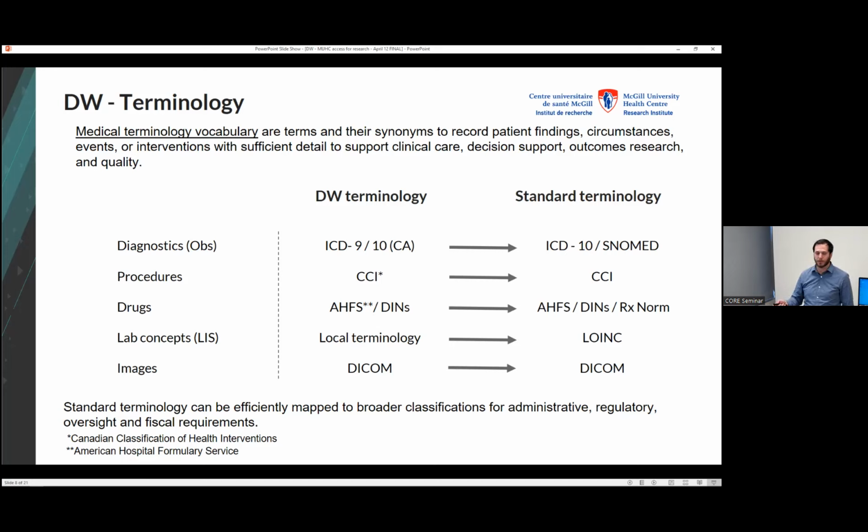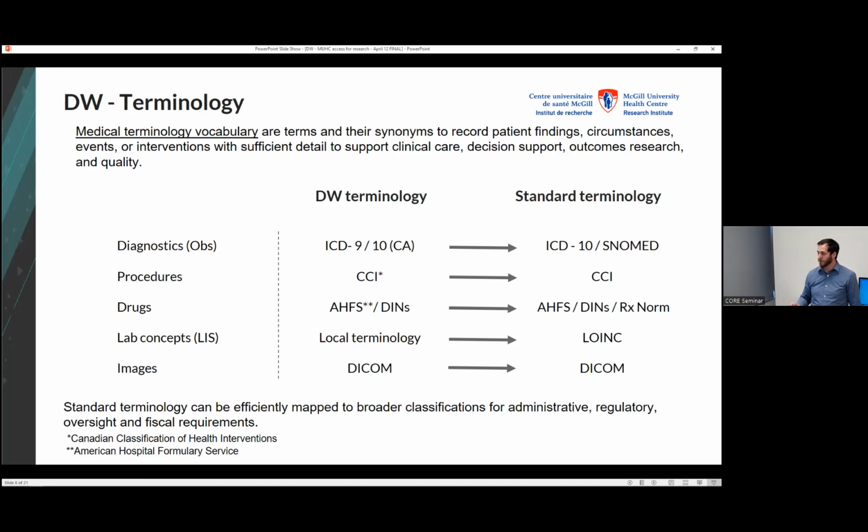The data warehouse terminology that we're using is ICD-9, and it was changed to ICD-10 a few years ago. So basically, all of it is ICD-10. As a standard terminology, ICD-10 is a standard. Also, SNOMED CT is another standard terminology for diagnosis. For procedures, for example appendectomy or another surgery, we use the CCI code. This is the Canadian Classification of Health Interventions, which is a common standard here in Canada.